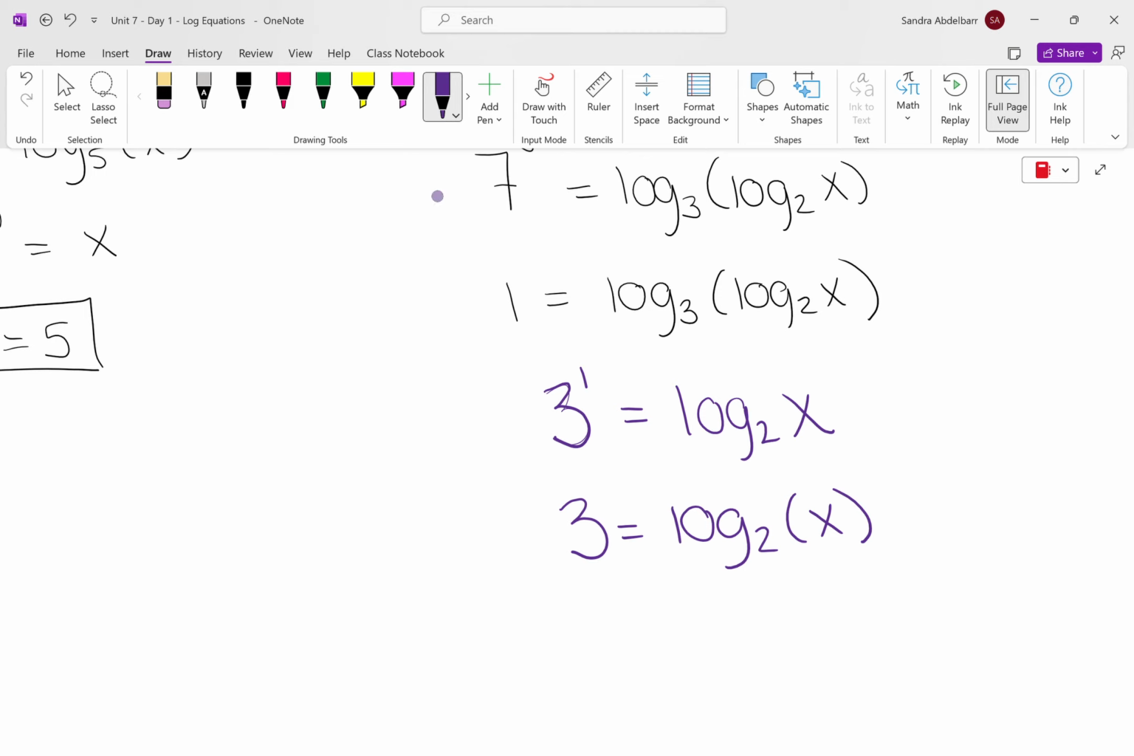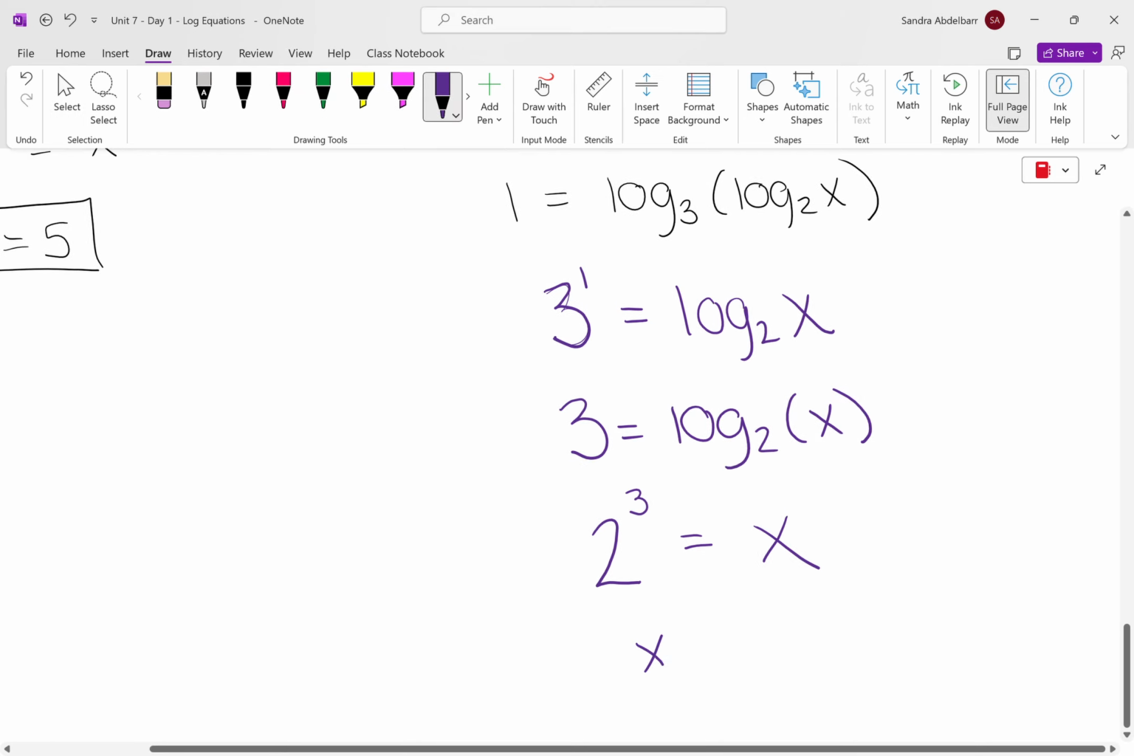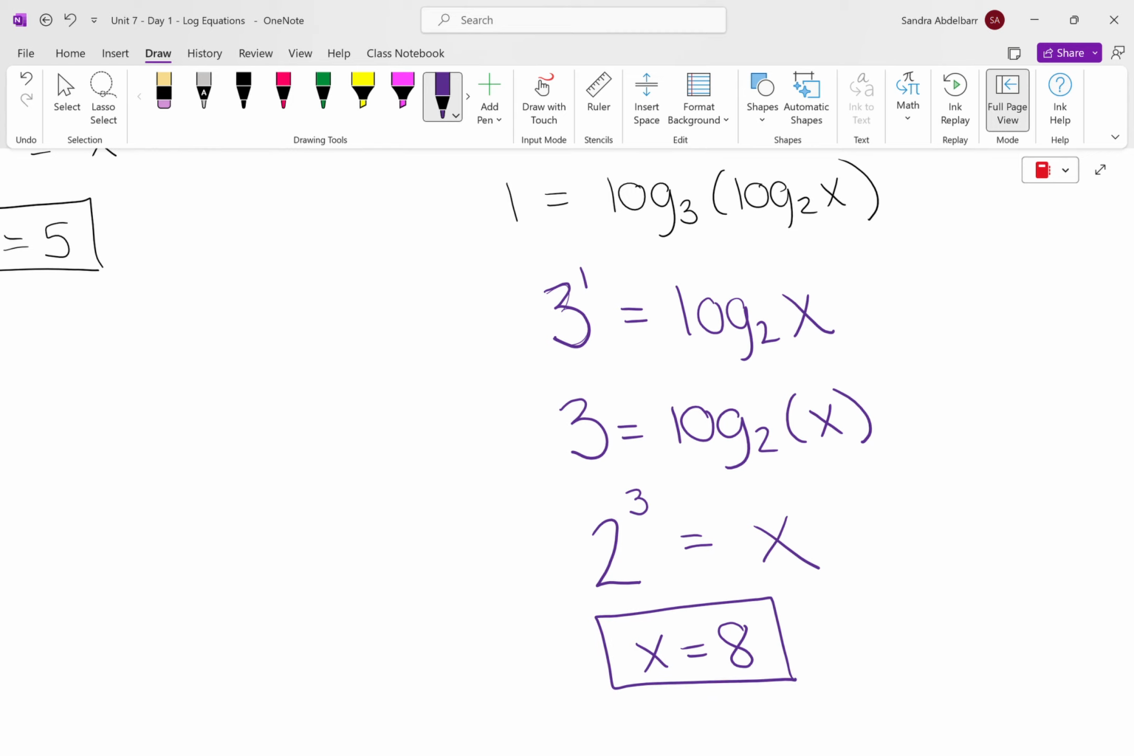3. But now I have one last time to change it. So this time my base is not 7, it's not 3. This time the base is 2 raised to what power? 3 equals x. You got it. So x is equal to 2 to the third, which is 8. All right, should we stop? We done? Okay, we're done for today.